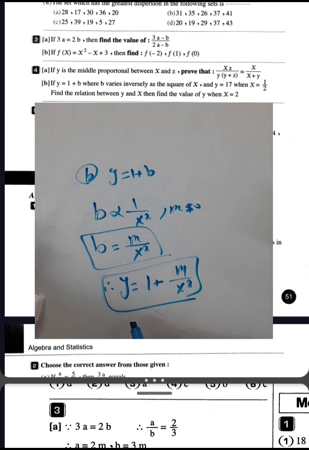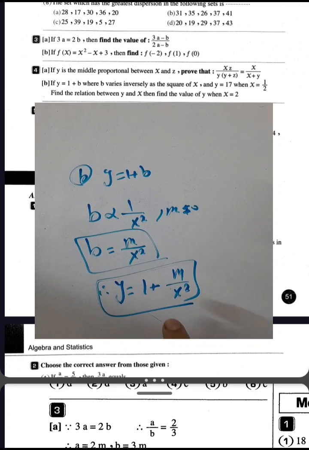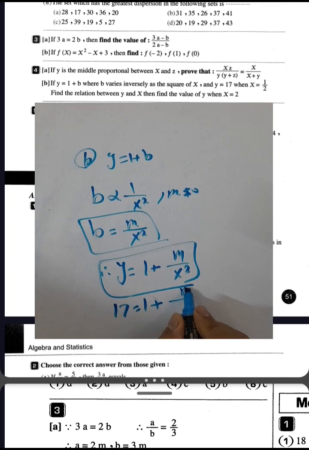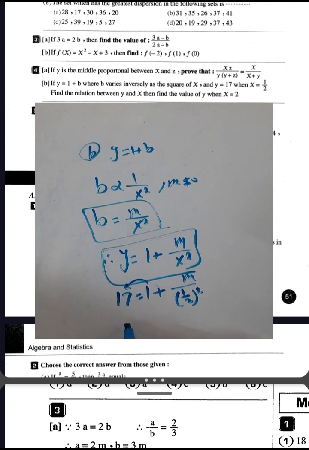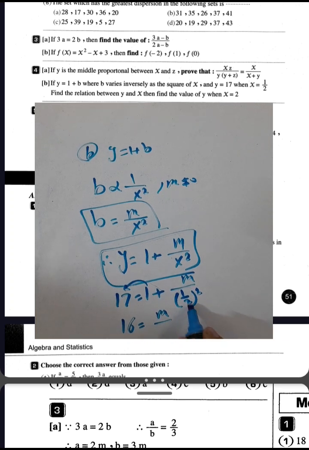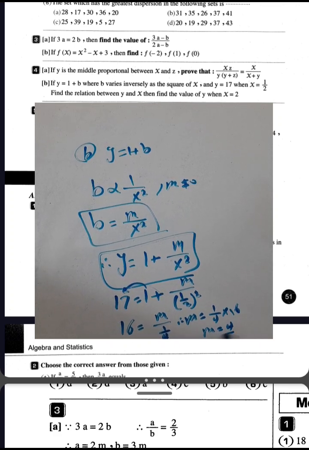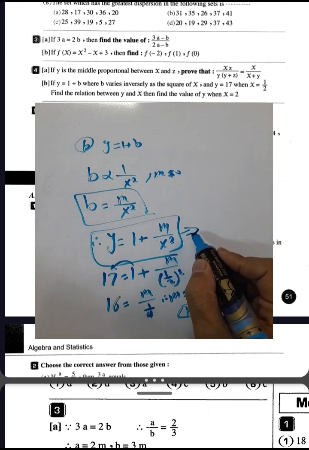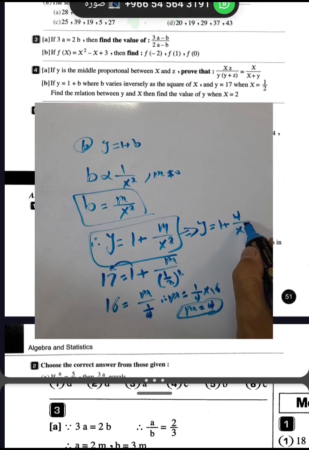He gives us here y equals 17 at x equals half. Y was equal 17, but y equals 17 when x equals half. Then move the 1 to the left-hand side, it will be 16 equals m over half power 2, which is 1 over 4. Then m equals 4 times 16? No, the value of m will be 4. Then you can write the relation between y and x: y equals 1 plus 4 over x power 2.